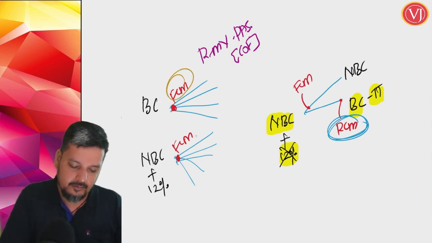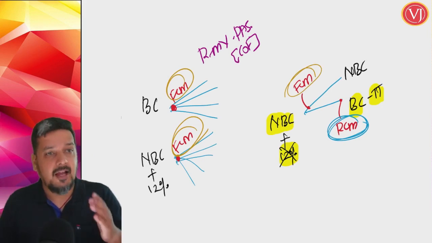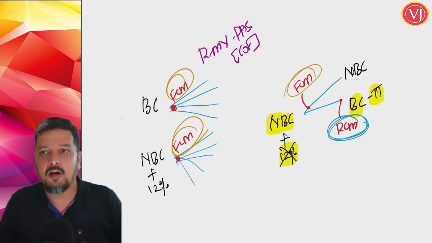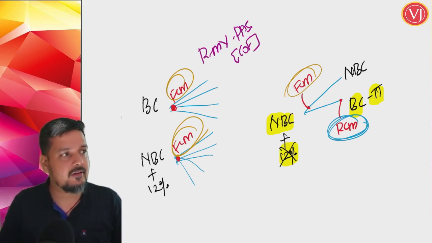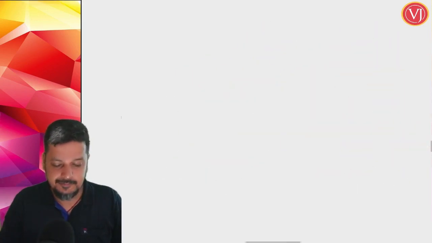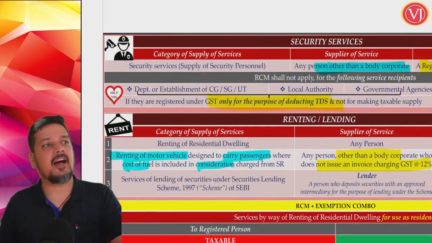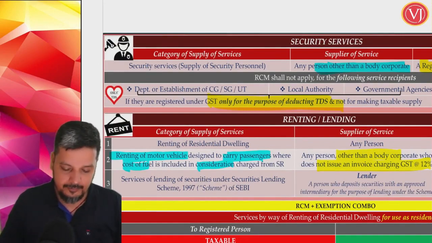Any other permutation combination was FCM. I want you to understand RCM is very exceptional. Normally it would have been all under FCM. It is a very exceptional case here. Clear? Keep this in mind. If not covered by RCM, it is FCM.